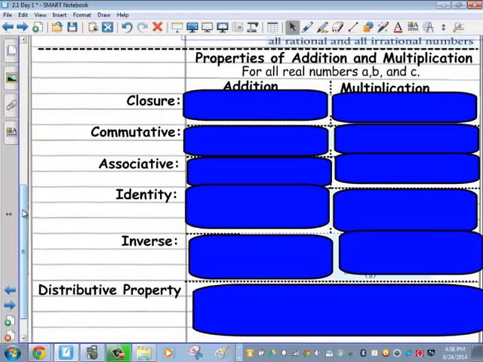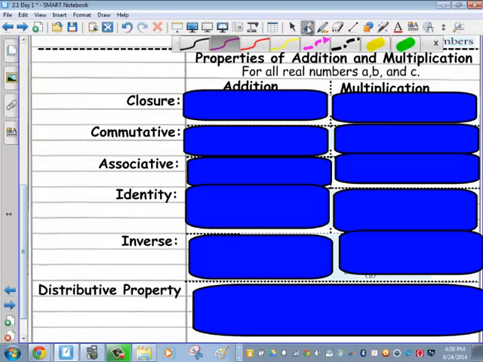Okay, here we go. We're going to start talking about the properties of addition and multiplication. Most of these properties you probably already know, and you're like, oh, I got this. But I'm just going to put a name to these properties so you know what we name them.